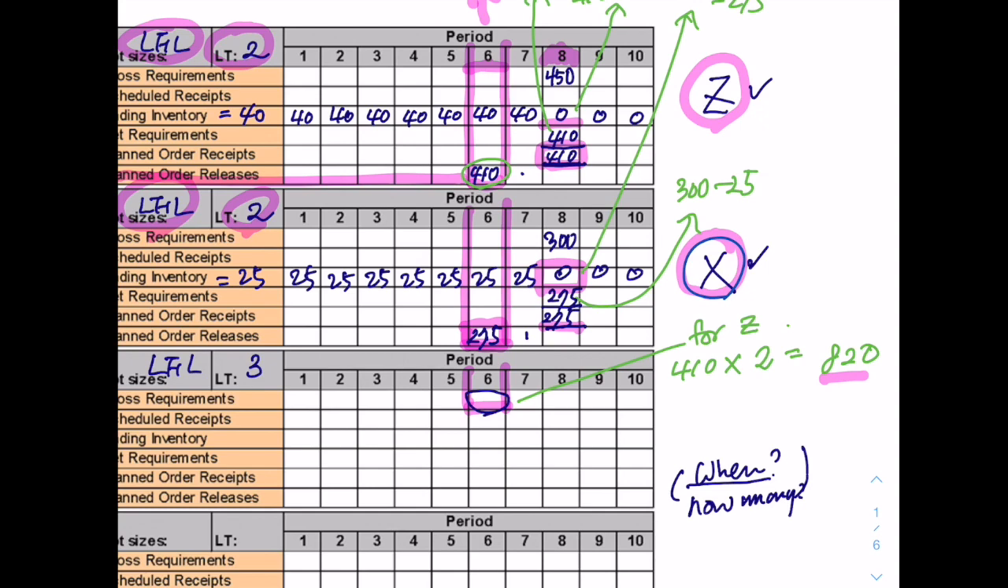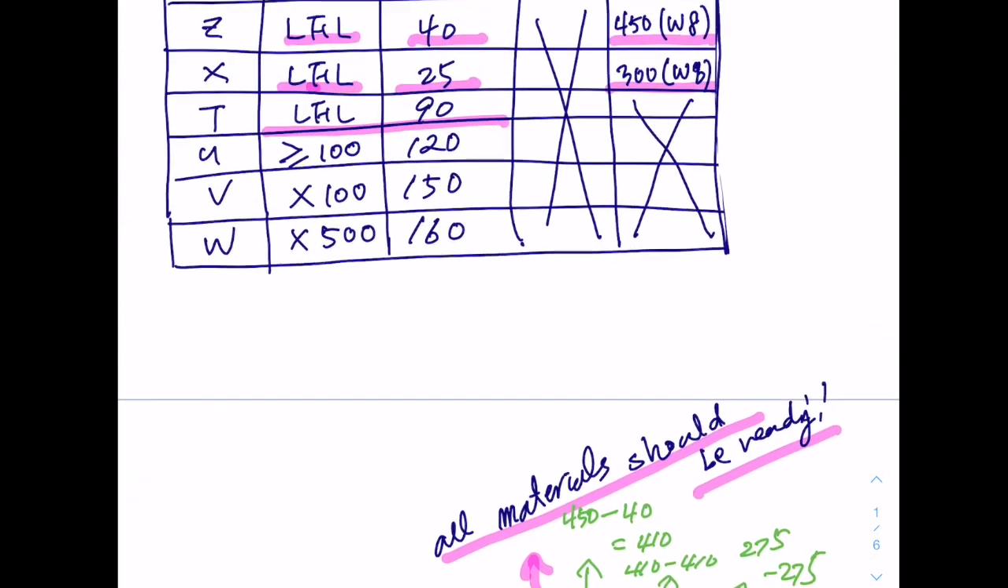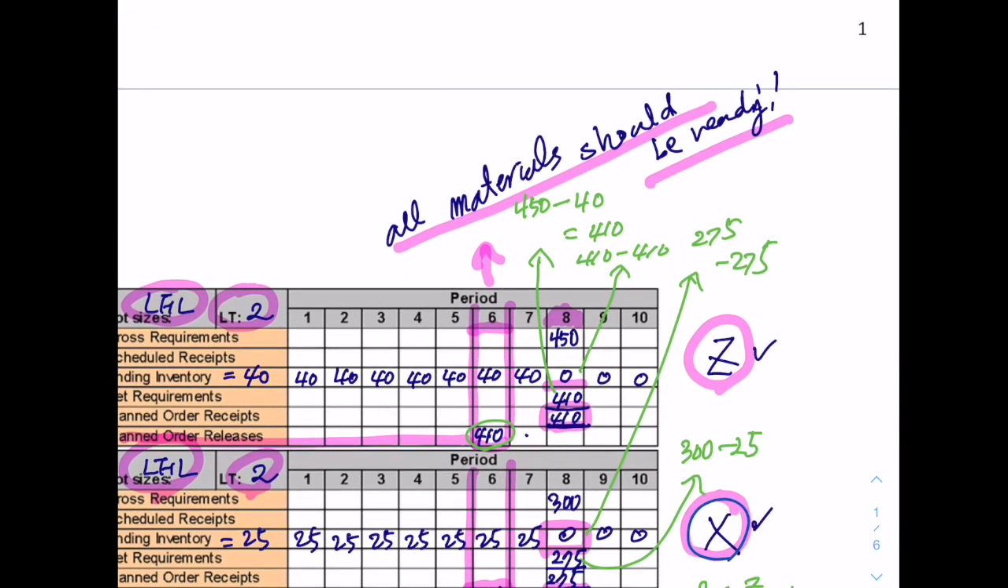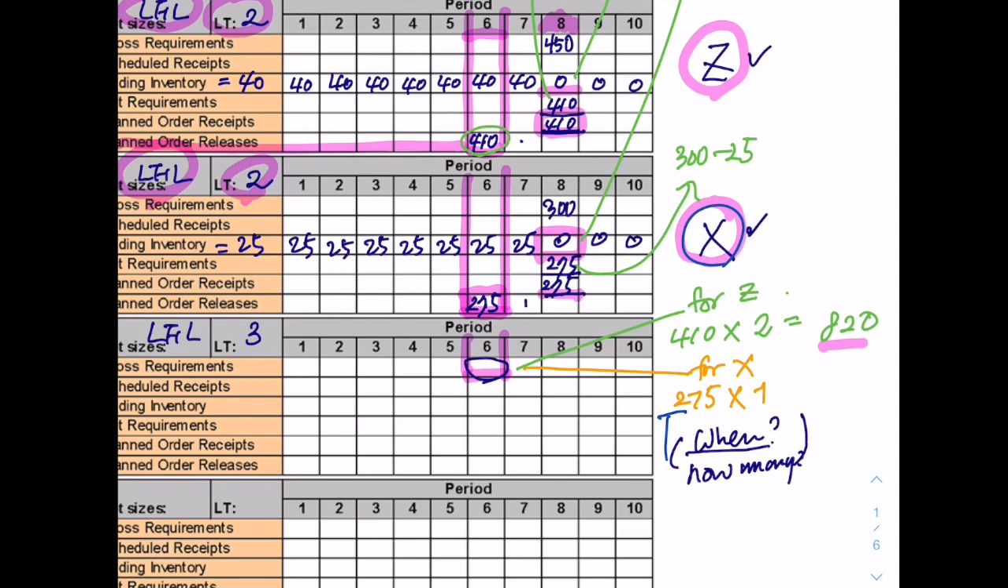So here, still this is matrix for T, but we may need another demand. Let me use different color. So for X, how many do you need? You are making 275 of X. And for each X, how many T's you need? Here it is given as 1. So you need 1 for each X and 275 T's to make X.